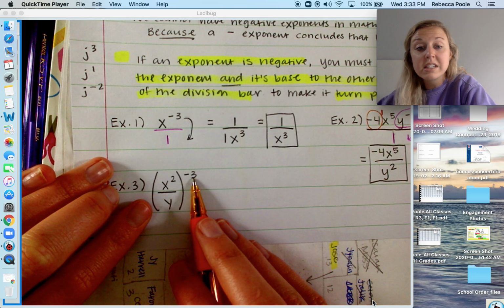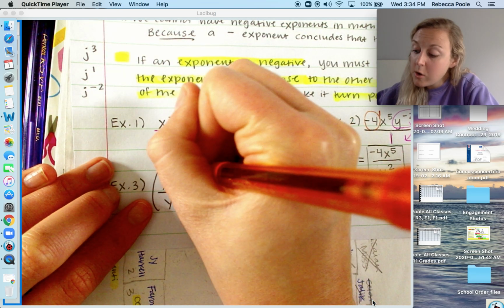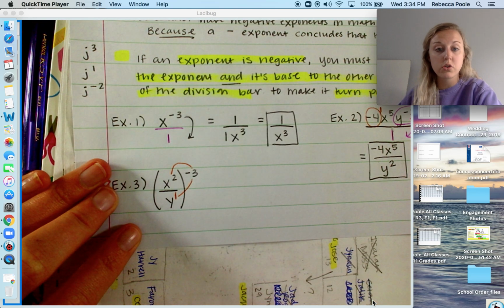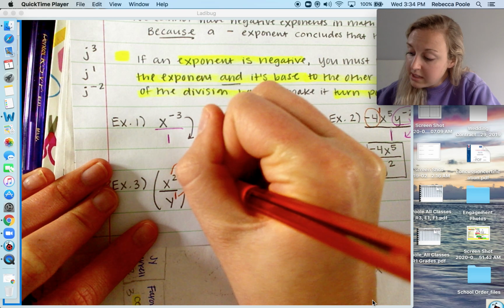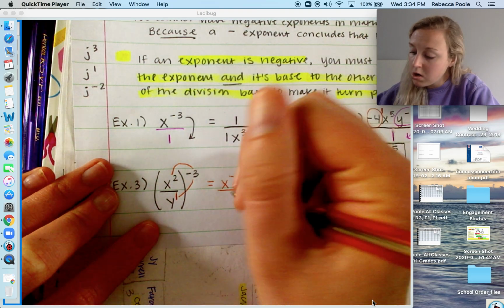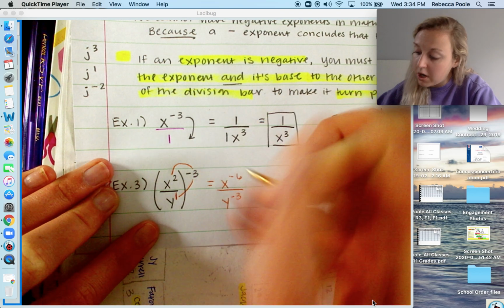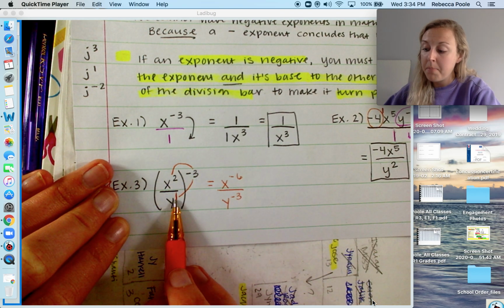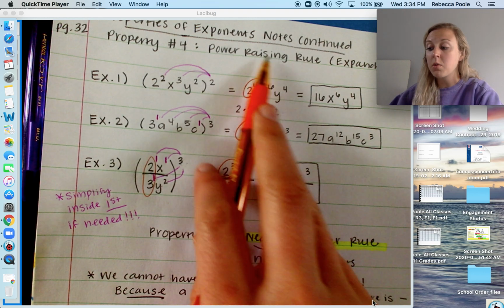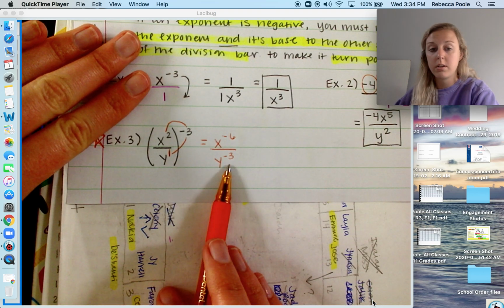No. So this negative 3 that's out here, you guys know, goes into both of these exponents, right? So this is going to equal x to the negative 6th over y to the negative 3rd, because I'm multiplying both of my exponents by that negative 3 outside. This is your power raising rule right here.